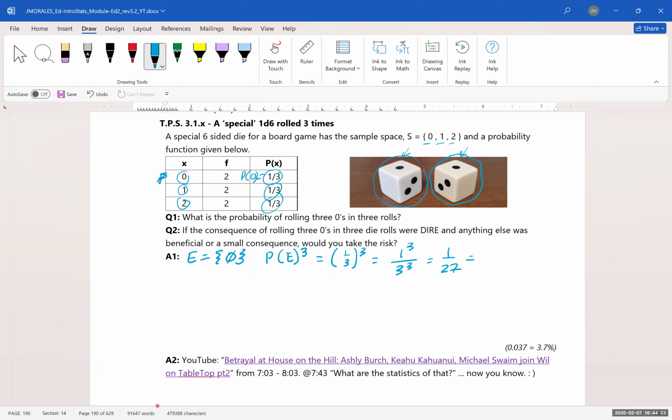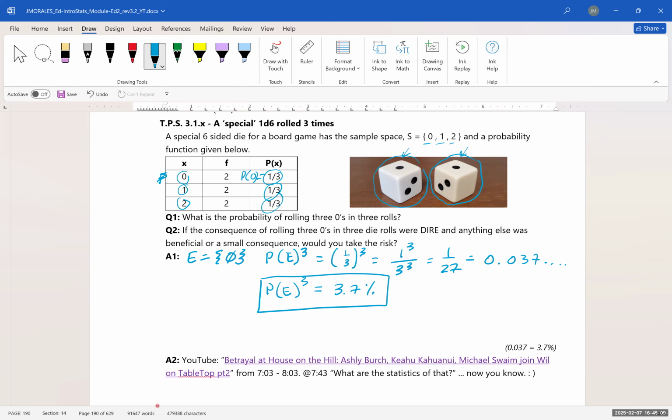And if we use our calculator, we've got 1 divided by 27. So that comes out to 0.037 and some change. So the probability of getting 3 zeros in 3 die rolls is approximately 3.7%.